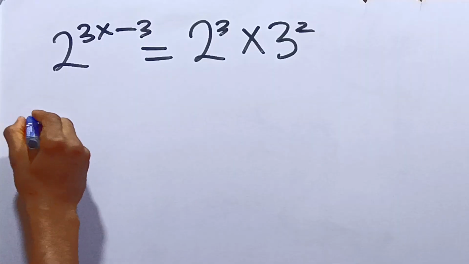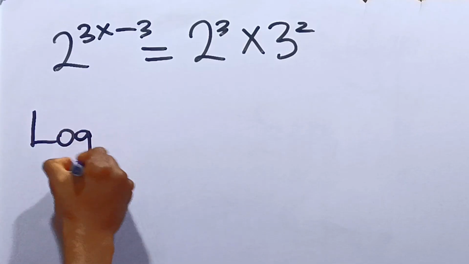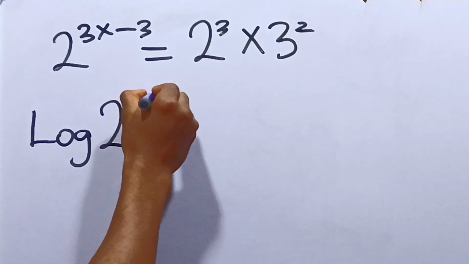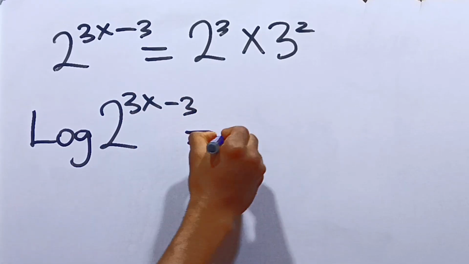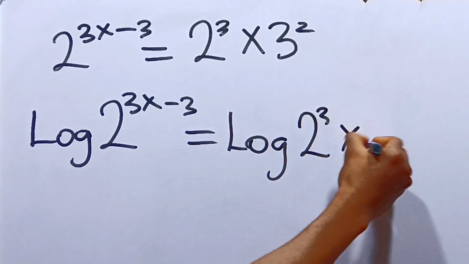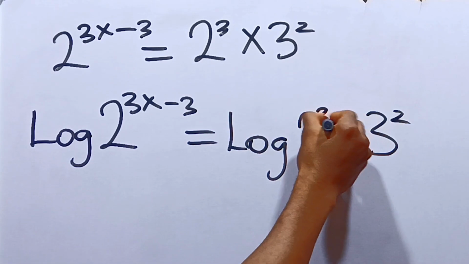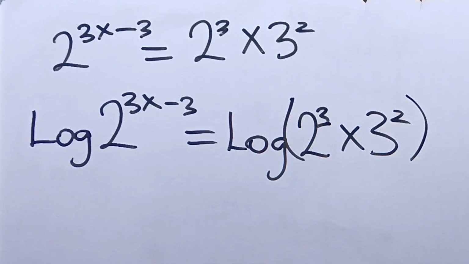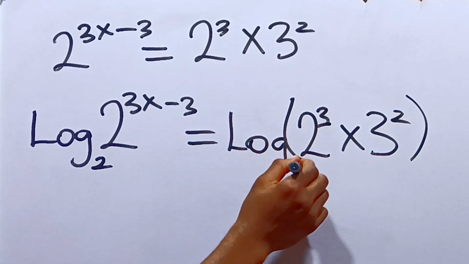From here, let's take the logarithm of both sides. So the logarithm of 2 raised to the power 3x minus 3 is equal to the logarithm of 2 raised to the power 3 multiplied by 3 raised to the power 2, in brackets like this. Now this logarithm is going to be taken in the base of the number carrying x. The number carrying x here is 2. So we take logarithm base 2 on both sides.